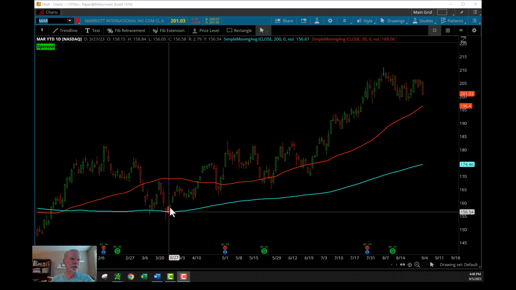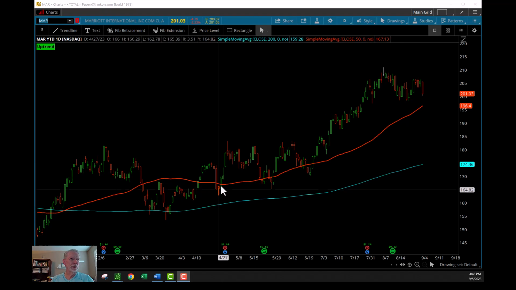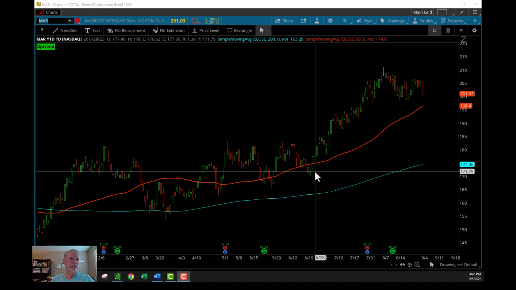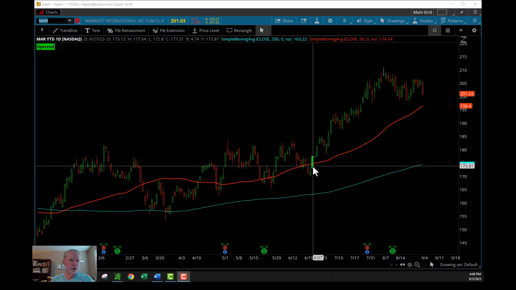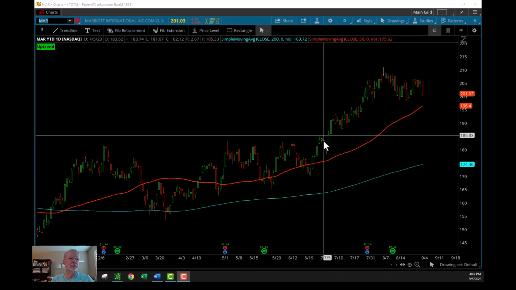There's a lot of other things we need to consider other than just crossing below that line. But in this case, since June 27, that stock has crossed above the 50-day moving average.